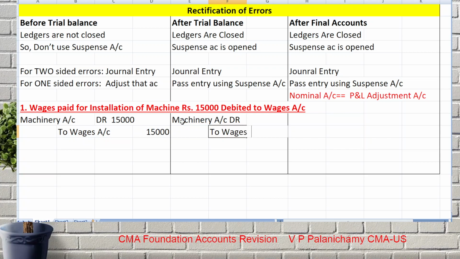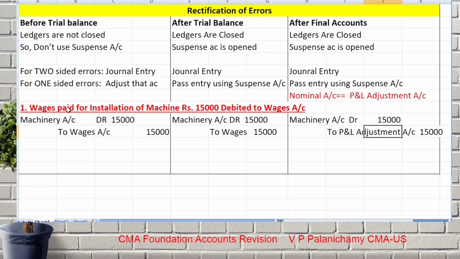Same journal entry. How much amount? 15,000. Machinery account debtor 15,000 to wages account. If it is rectified after final accounts now, machinery account debtor, and instead of wages account, what should we do? P&L adjustment account. How much amount? 15,000. Understood?